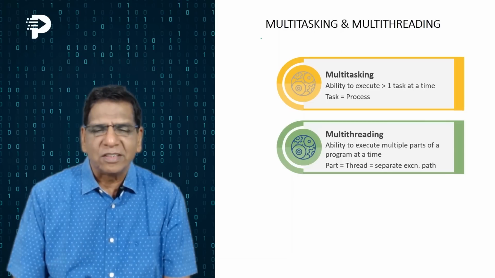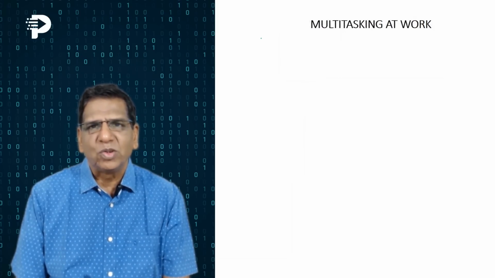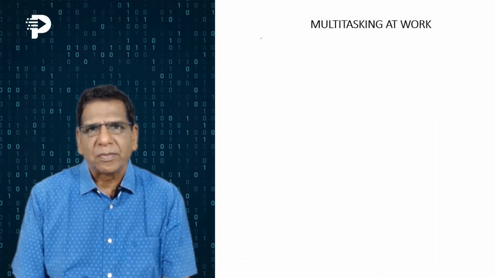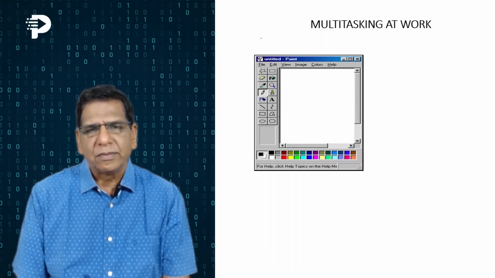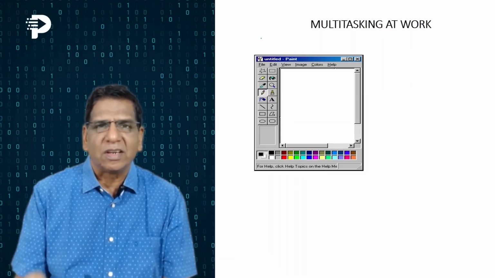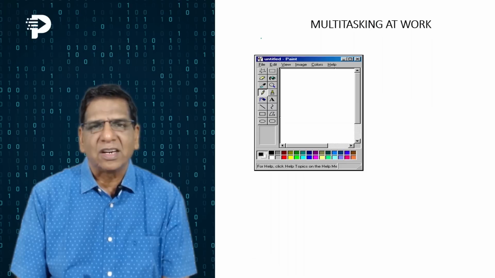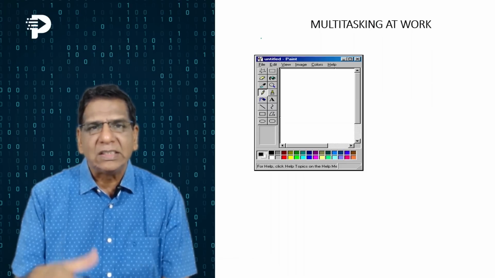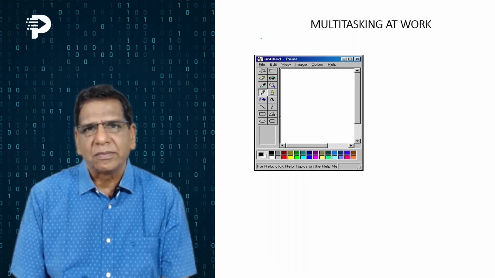The best way to understand this would be through a couple of examples. So let me show you those examples. Suppose you are using Microsoft Paint. At the same time, you can start PowerPoint, you can start Excel, you can run Explorer. All these are different processes that are running in memory. Each is a separate task. So that's multitasking at work.